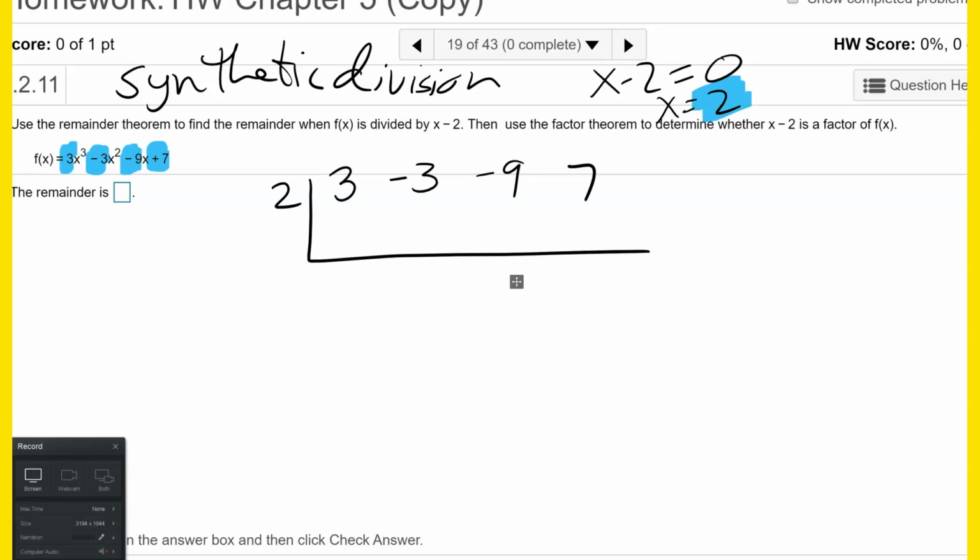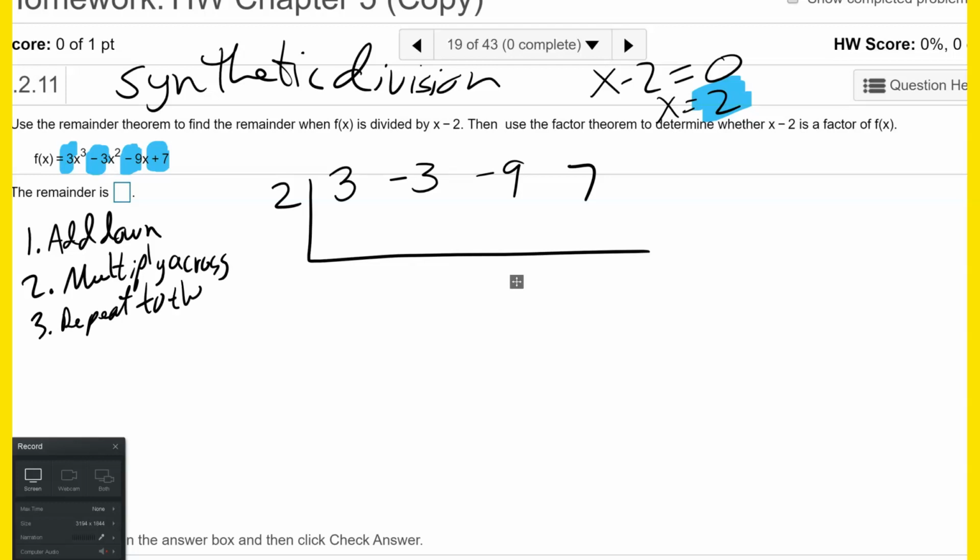You'll always put the opposite number from the factor outside the box. So inside the box we have the coefficients of the polynomial we're dividing into, and outside the box we have the opposite number of the polynomial we're dividing by. Then you follow a two-step process: add down, multiply across, and then repeat that all the way to the end. That's the process.